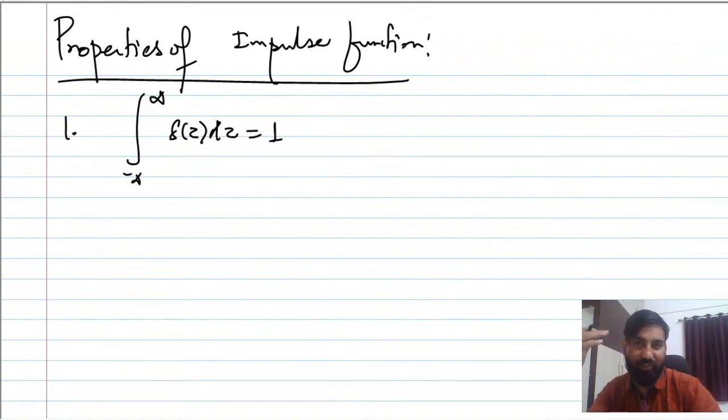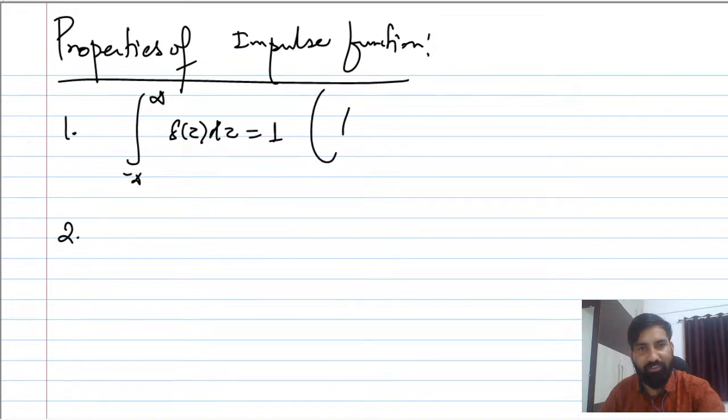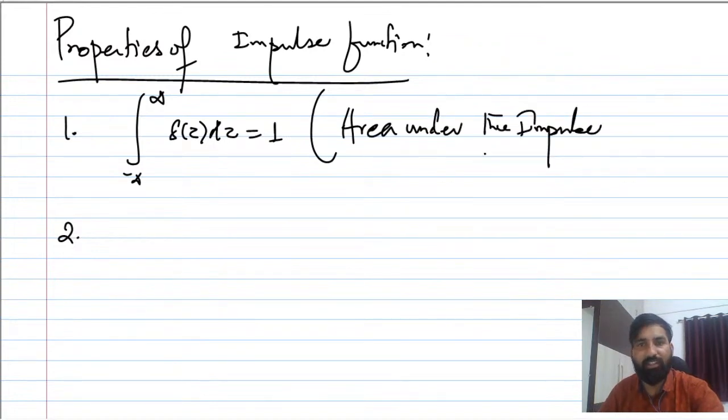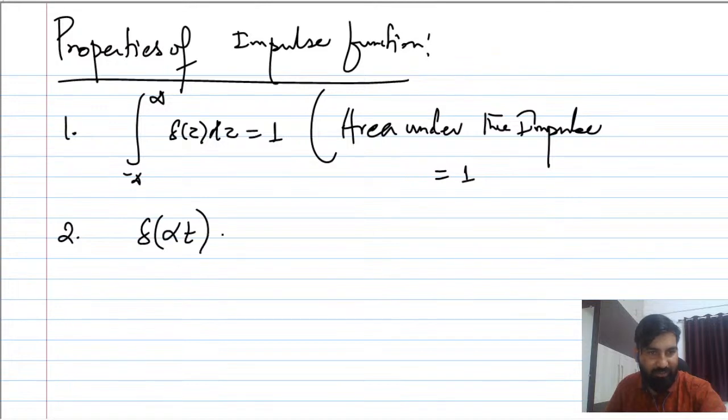Time is not dependent on us. We are dependent on time, right? Time is always the independent variable. So this is the first property. You can always write in words: area under the impulse is equal to 1.